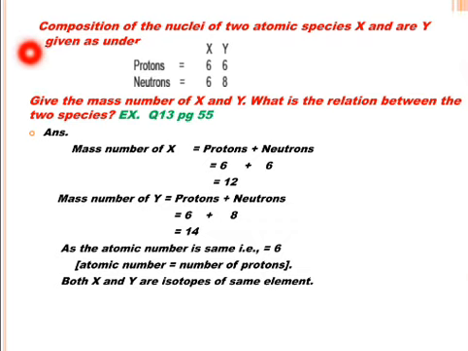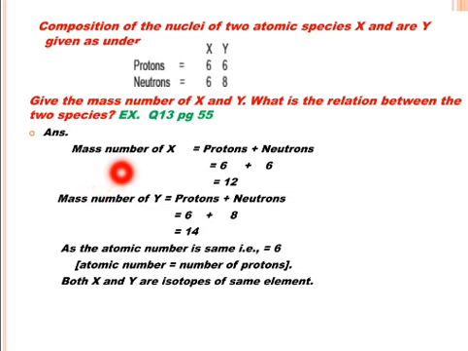Let us see one more question given in the exercise part of this chapter on page 55 as question number 13. Composition of the nuclei of two atomic species X and Y are given as under. X and Y have 6 protons, and the neutrons in X are 6 and in Y they are 8. Give the mass number of X and Y species and what is the relationship between these two species.